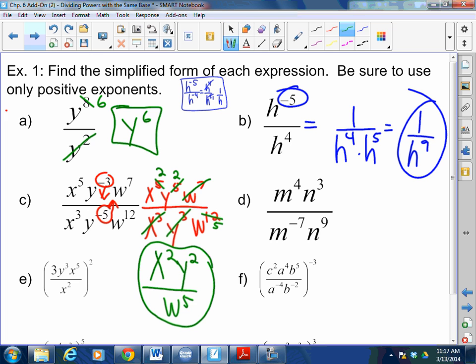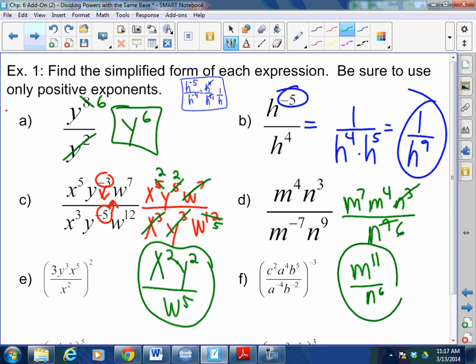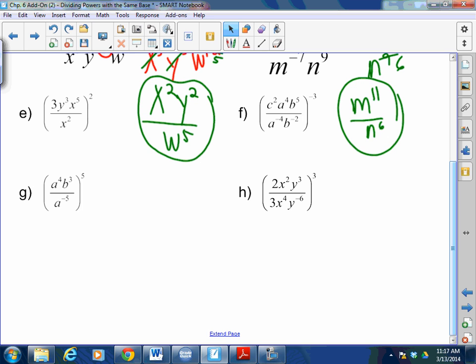m to the 4th times n cubed over m to the negative 7 times n to the 9th. What do I do with this m to the negative 7 first? Bring it up. So I got m to the 7th, m to the 4th, n to the 3rd over n to the 9th. What's m to the 7th times m to the 4th? M to the 11th. Beautiful. I got 3 n's here. Take 3 from down here. And I got n to the 6th in the denominator. Heck yeah. Well done, son. Is this making sense, my friends? Okay. Thank you, brothers. Let's continue.